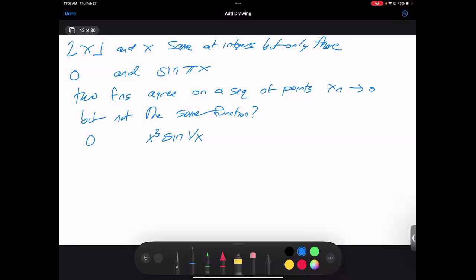This can't happen in complex analysis. So again, part of what I'm trying to do is just show you a little bit of what's out there. In complex analysis, if you have two functions that agree on a sequence of points that accumulate, then they must be the same function. Completely different than what's going on in the real setting. Okay.